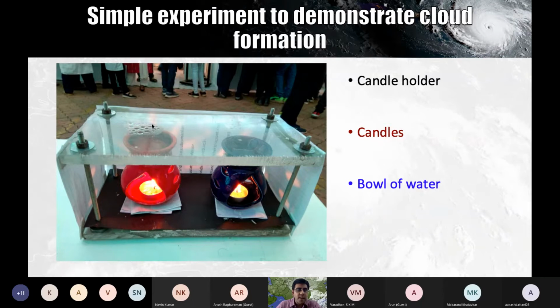You can do it at home to show your kids how clouds form. Not a very costly setup. I mean, you can build it at home.